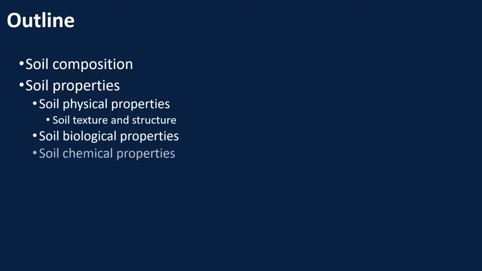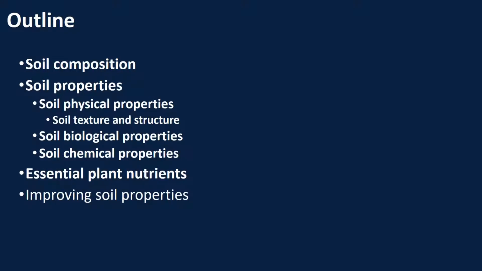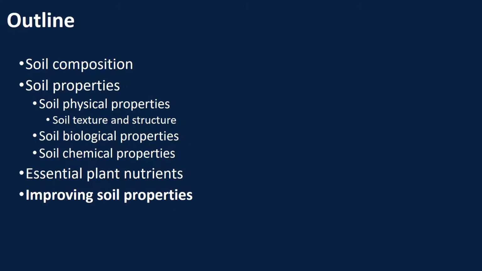As we look at our outline for this class, we can see what we've done so far and where we're going in the future. To this point, we've hit on all of the top topics here, from soil composition down to essential plant nutrients. And for the remainder of our course, we're going to be focusing on how we can improve soil properties. And there are several different areas.